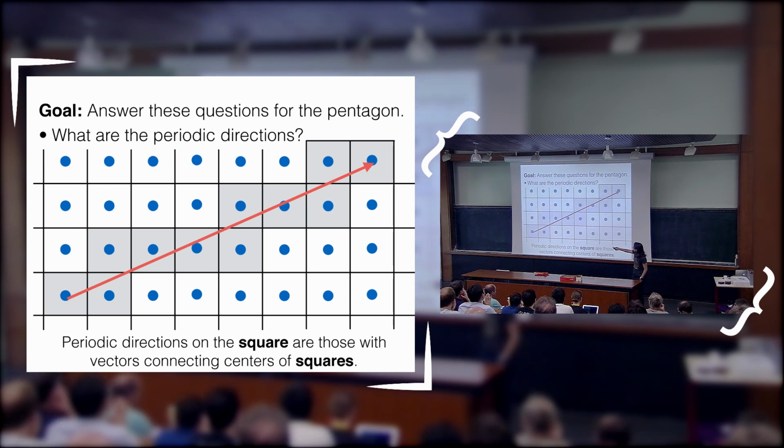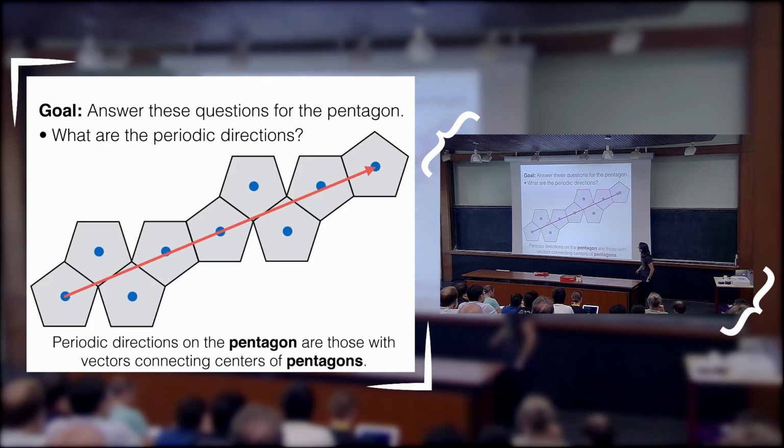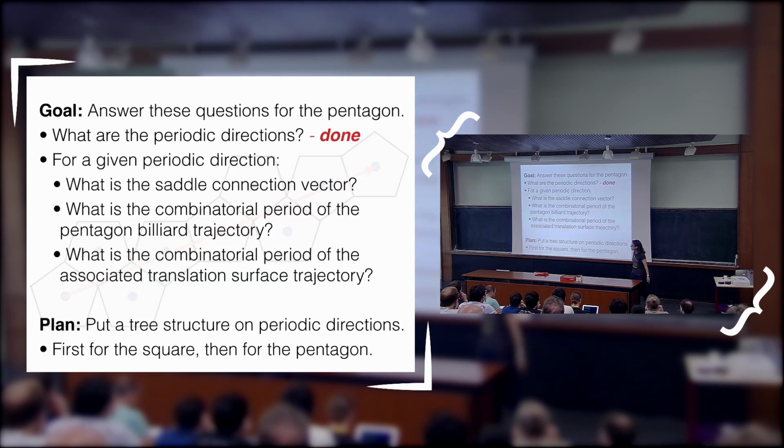One way to think about periodic directions on the square is that they are directions that go from the center of a square to another center of a square, where you unfold the squares in this way, so that the path is always inside some unfolded squares. And we can generalize this notion for the pentagon. The periodic directions on the pentagon are those with vectors connecting centers of pentagons, where you unfold the pentagons along the edges in such a way that the path is always contained in those pentagons. So it's a sum of fifth roots of unity, with the caveat that the path has to be able to be contained inside. Okay, so done. We know what the periodic directions are on the pentagon. Great. And now we can go on to trying to do these other things, and we'll need the tree structure for that.